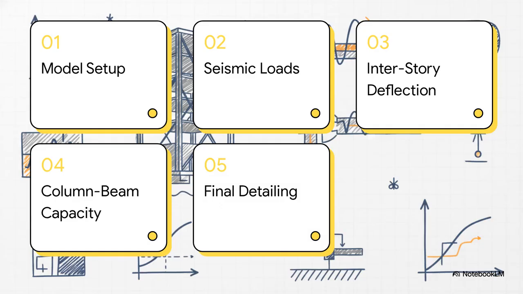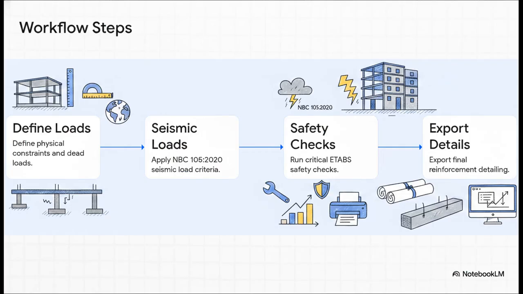All right, let's take a quick look at our roadmap. We're covering model and material setup, calculating seismic loads, checking interstory deflection, column beam capacity checks, and finally, reinforcement detailing. You can really just think of this workflow as the life cycle of our structural analysis. We'll define the physical constraints, hit it with the earthquake loads, run the safety checks to see if the building breaks, and then export the blueprints.